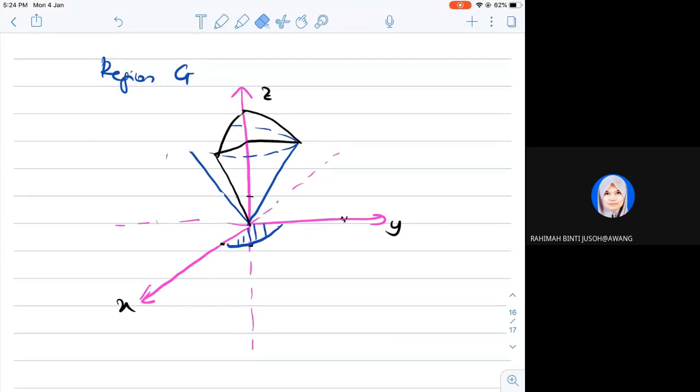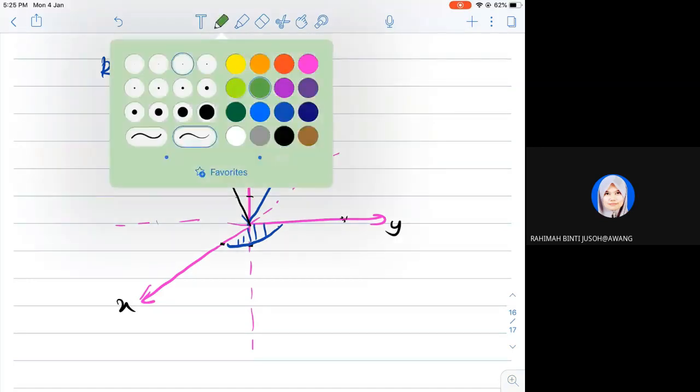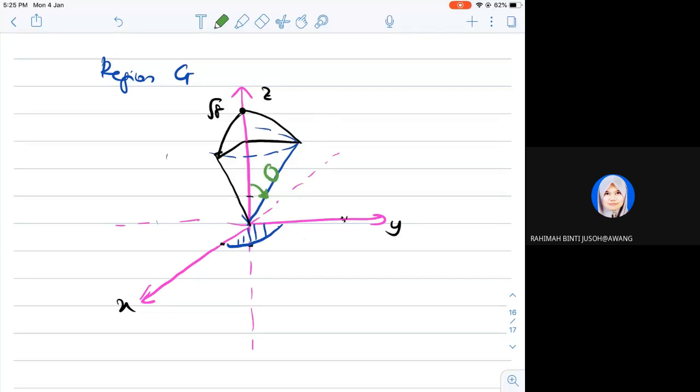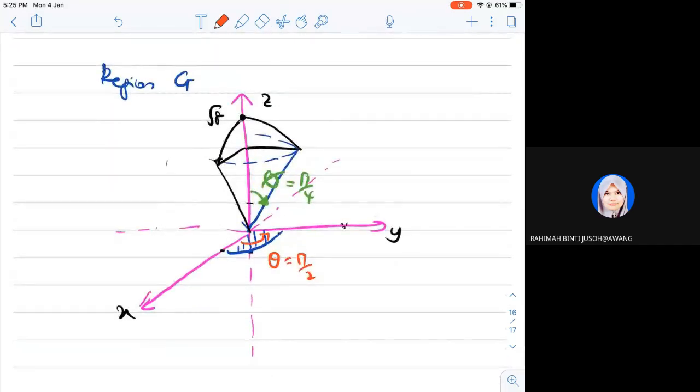Boleh imagine tak guys? Boleh, aiskrim berlampat. Ha, betul lah tu, aiskrim berlampat. Ha, macam tu. Okay. Ni straight line ni. Sekejap saya touch up sikit. Gitu, touch up. Ha, dia macam tu. Okay, so here is square root 8. Of course, the values of phi here. Phi equals to pi over 4. And then the theta here equals to pi over 2. Okay, yeah. From here to here.